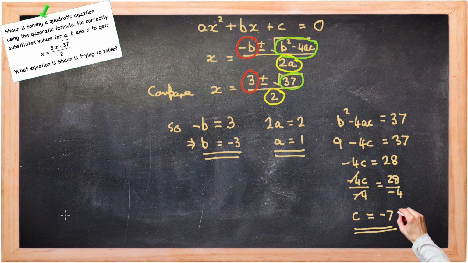So what was his equation? ax squared, well, a was 1, so it's 1x squared plus bx. Well, b is negative 3, so that's negative 3x. We're adding negative 3x. That's just like putting negative 3x. Plus c. c is negative 7. Add negative 7. That's just negative 7.